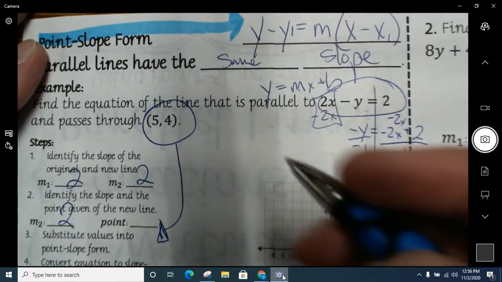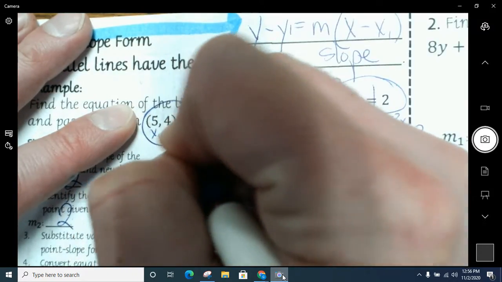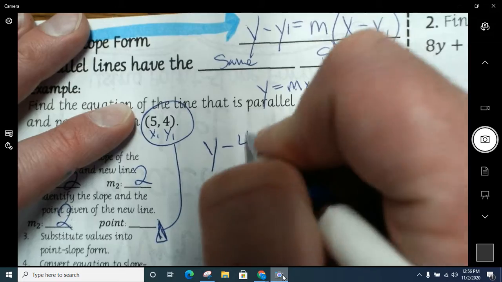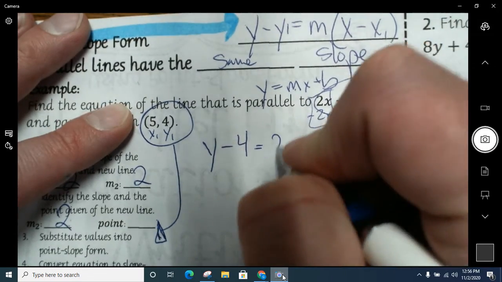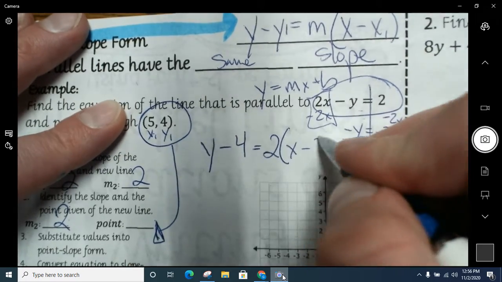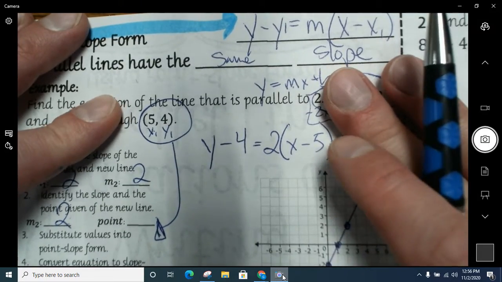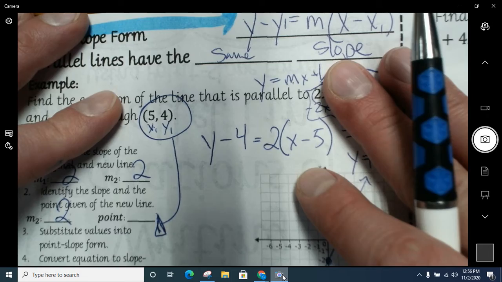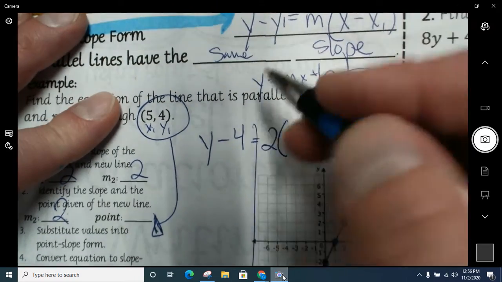So y stays the same, y minus y1. I have x1, y1. So you can see I'm going to sub in here, y minus 4 equals my slope. We said is 2. And then x minus x1 is 5. So this may look a little bit crazy right now, but we just need to simplify this equation. We'll first use the distributive property and then move things over so we have y by itself.